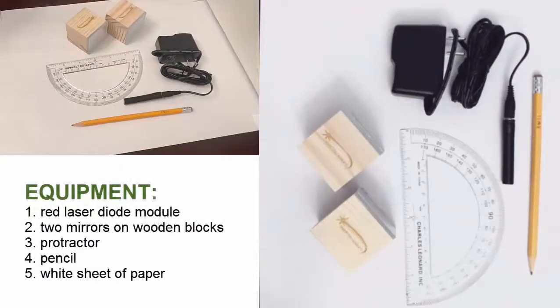The equipment that we are going to use in this lab is as follows: a red laser diode module, two mirrors mounted on two wooden blocks, a protractor, a pencil, and a white sheet of paper.